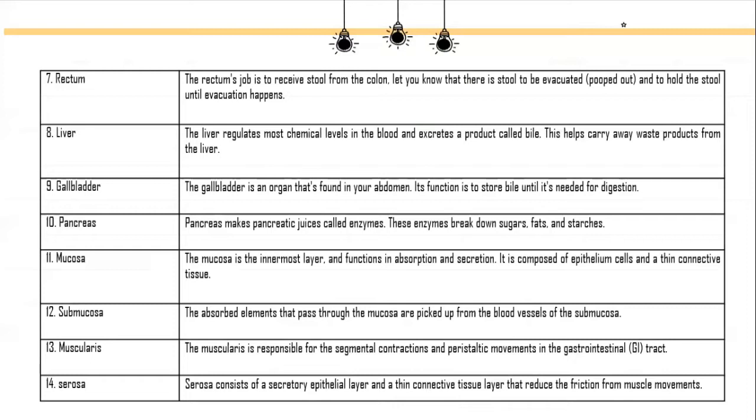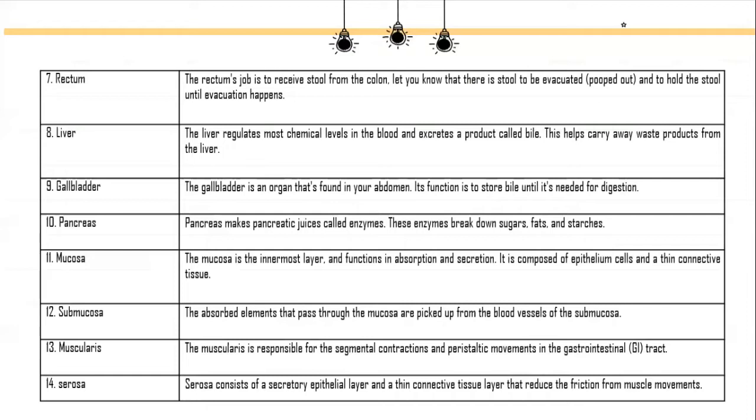Next is the mucosa. The mucosa is the innermost layer and functions in absorption and secretion. It is composed of epithelial cells and a thin connective tissue. The mucosa also contains specialized goblet cells that secrete sticky mucus throughout the GI tract.